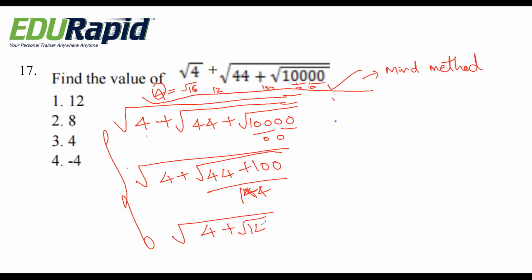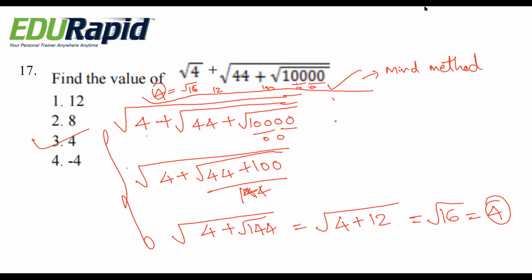4 plus the square root of 144. Here it becomes the square root of 12 plus 4, which is 16. It is 4. Like this you have to split and answer. Option 3 is the right answer. So try to do it mentally and avoid the lengthy method, because it consumes time. Like I told you, simplify and do it by mind calculation.